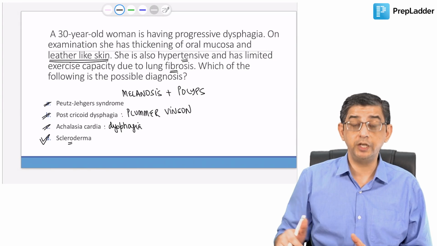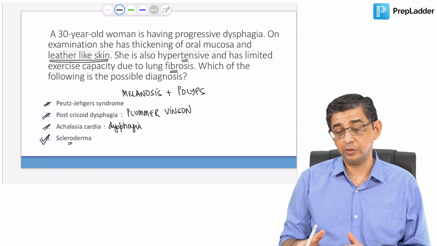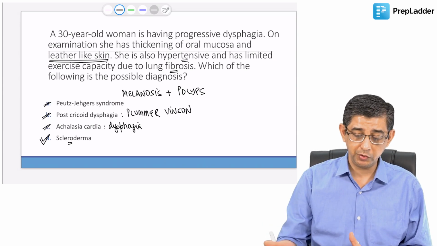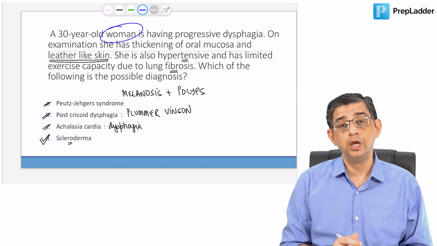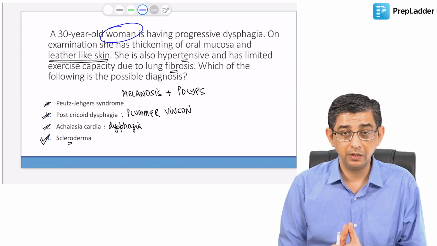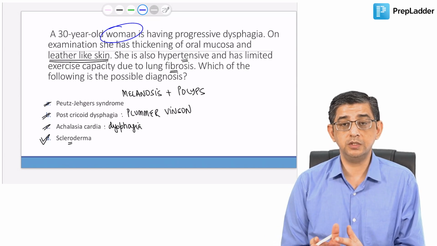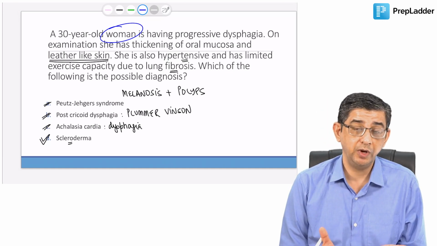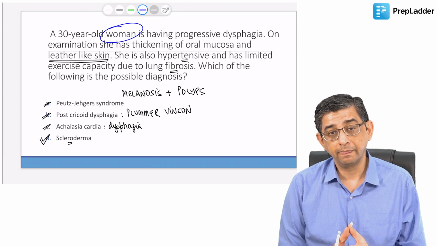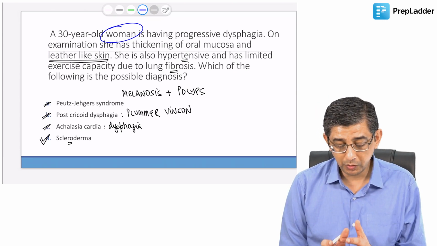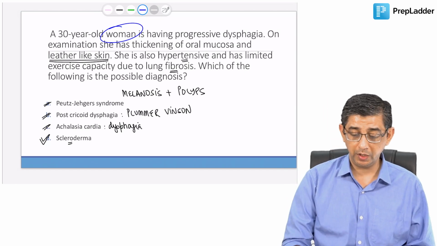I know this was relatively a long one, so people tended to waste about 3-4 minutes on this. But the bottom line was multi-system involvement. Whenever you read a question of a woman and it talks about multi-system involvement, it has to be a question from rheumatology. I repeat that again. Woman, multi-system involvement, you have to think in terms of rheumatological disorders because they are the ones which have a multi-system profile. And one of the keywords was leather-like skin, thickening of the oral mucosa. So that helps you facilitate your diagnosis as scleroderma per se.